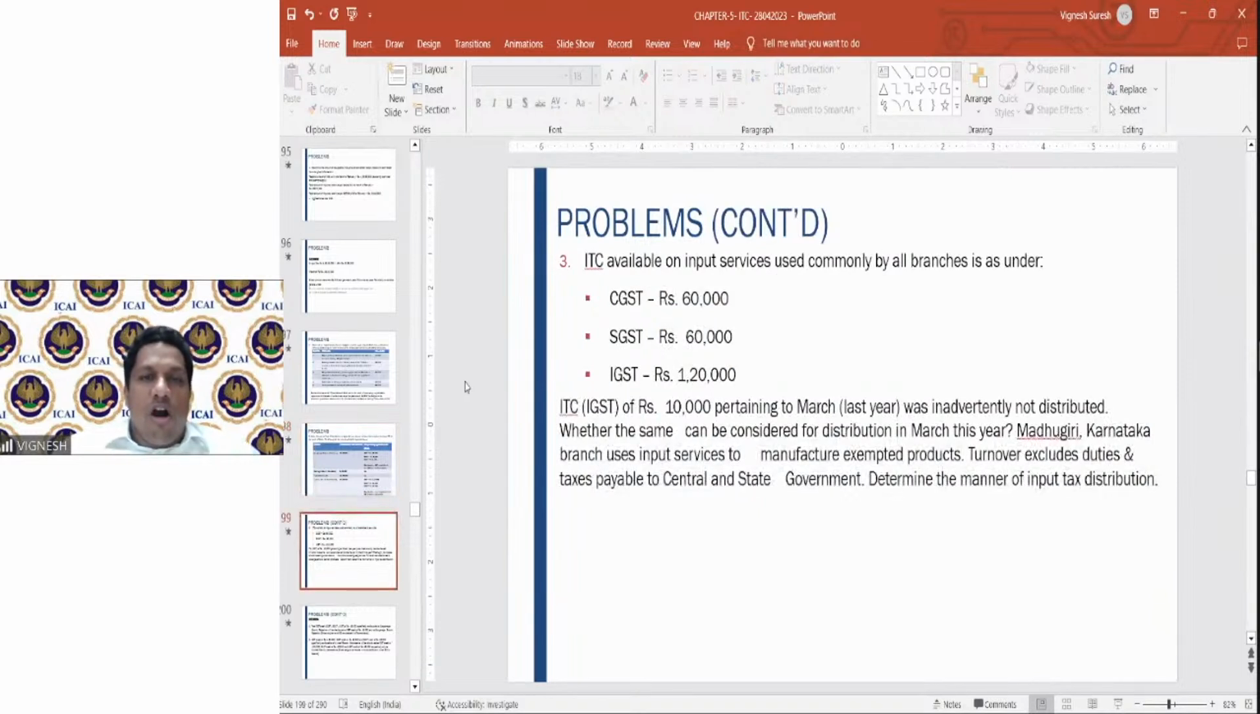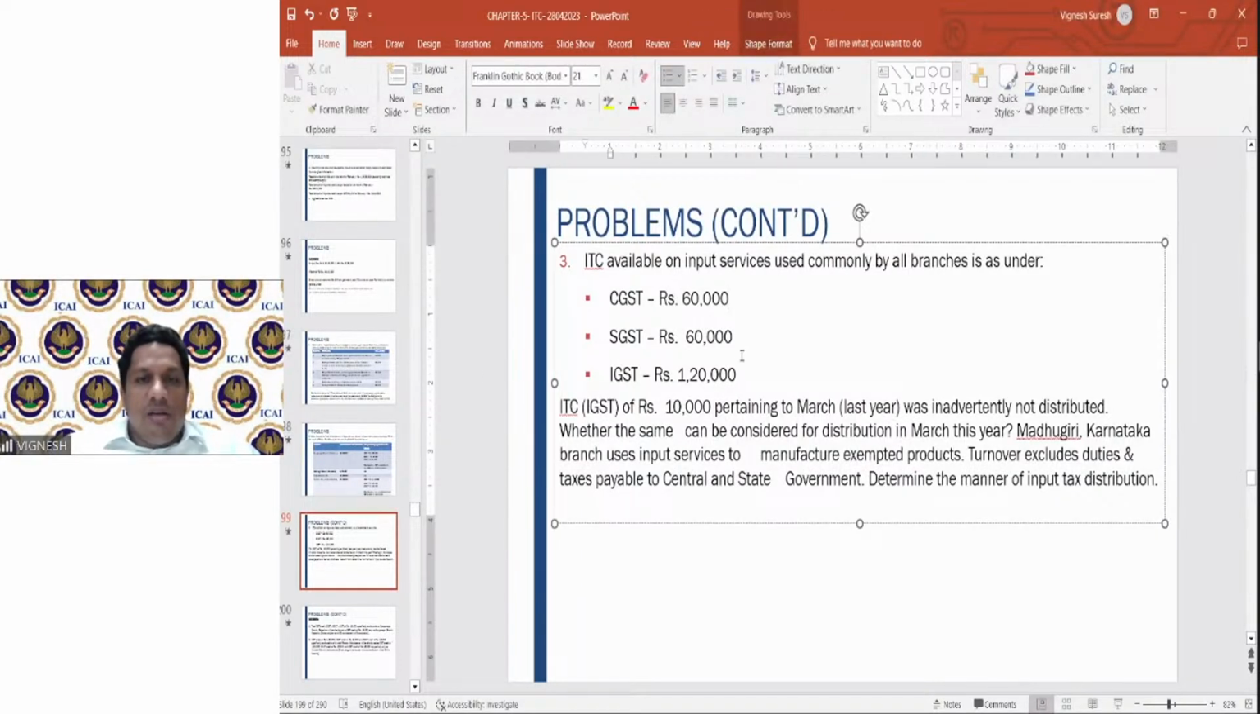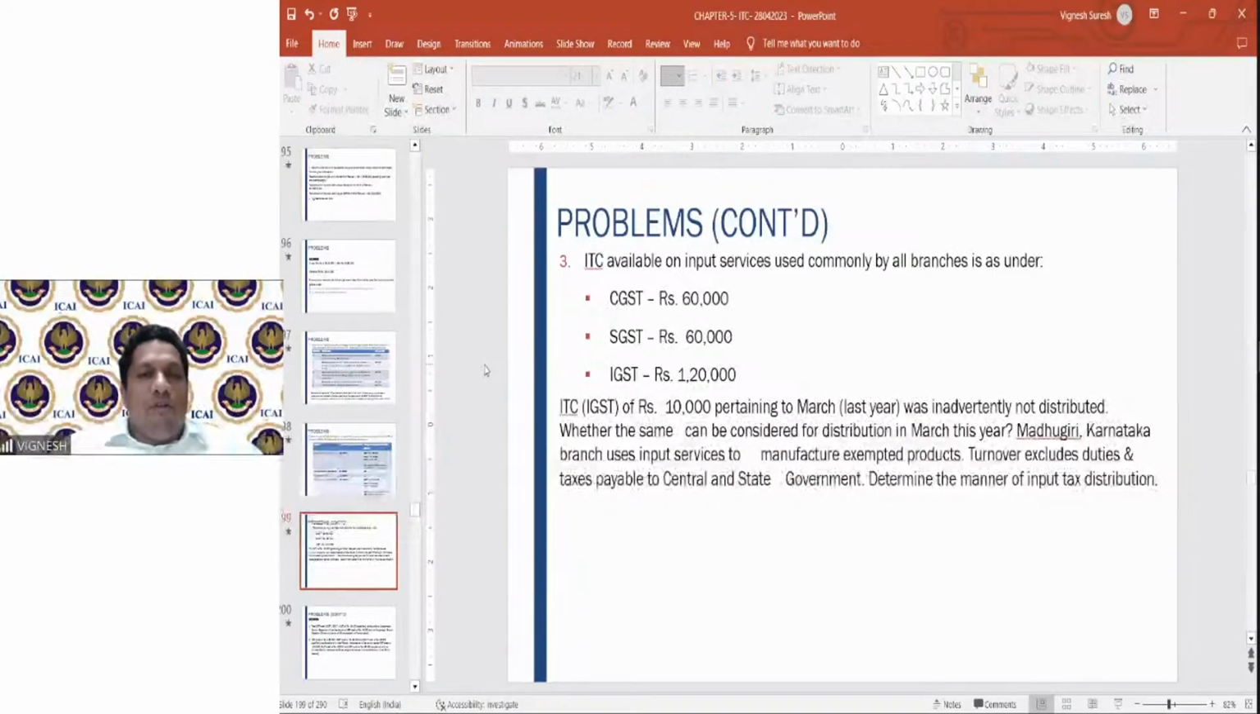Now we come to the common ITC. CGST 60,000, SGST 60,000, IGST 1,20,000 is there. Now here what you have to do? We have to total what is the credit which is applicable. What is the total credit which is applicable? So 60,000 plus 60,000 plus 1,20,000, 2,40,000 is the total input tax credit which is there.